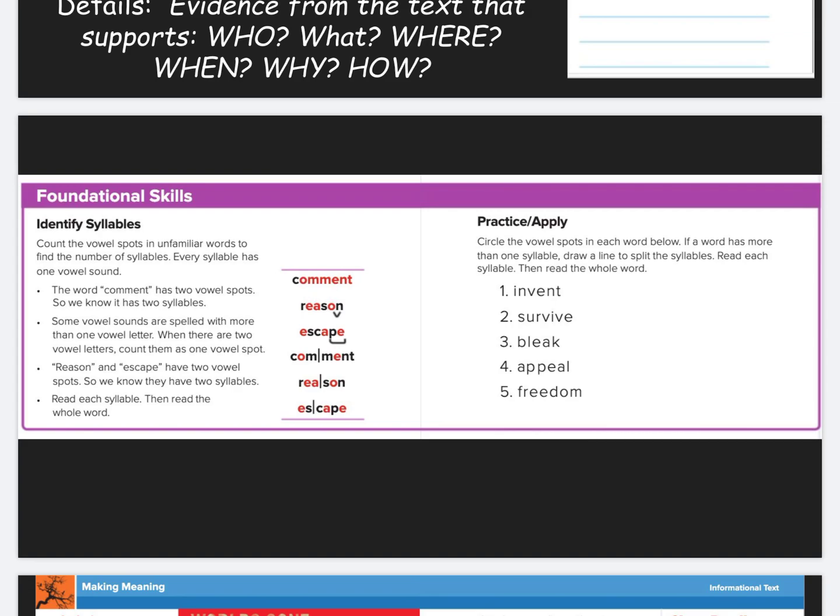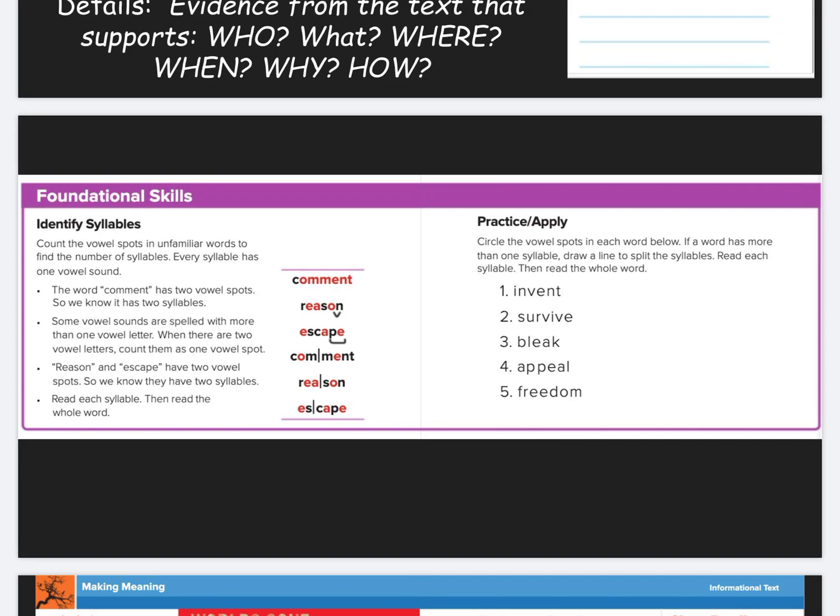So if in the word comment, I have the vowel O and E, I want to break it right between those 2 consonants, the 2 M's, so I have com-ment. Or reason, where we have that vowel team, we have rea-son. Or escape, es-cape. So the next part, you're just going to break it into syllables and circle the vowel spots. So invent. Well, I know I have I. I'm going to circle for a vowel. And then E is another vowel, so I'm going to circle it. And if I hear it in, there's 1 syllable, so I'm going to draw the line right after in, in-vent.